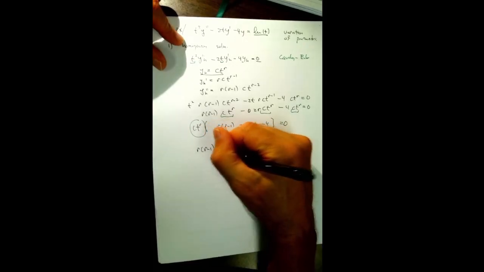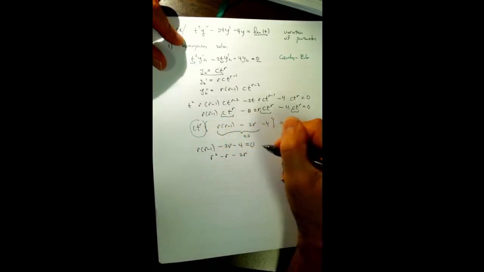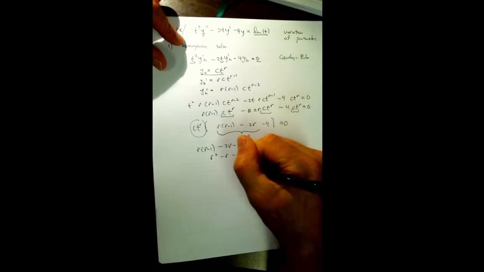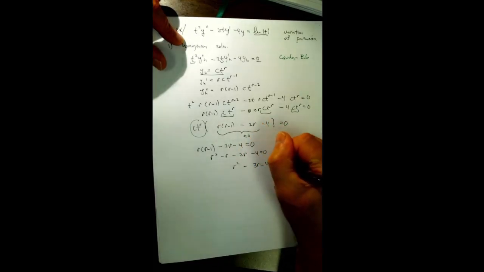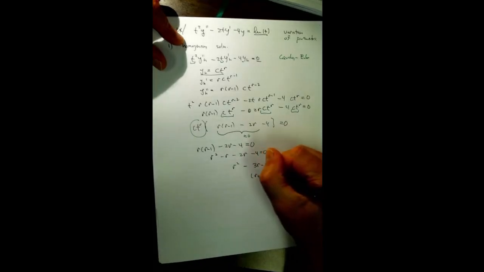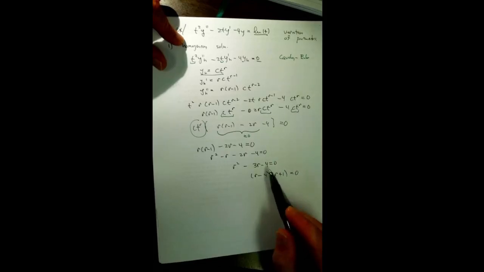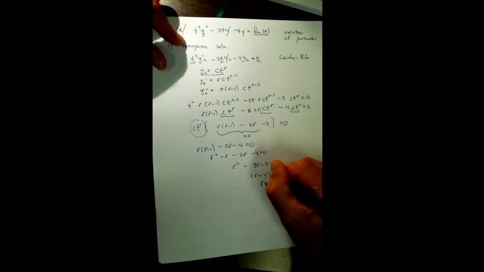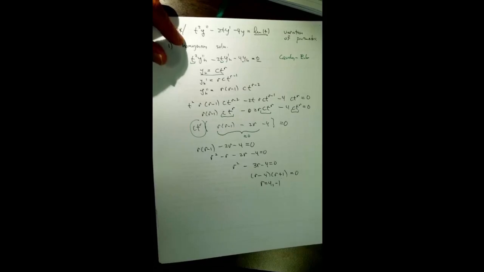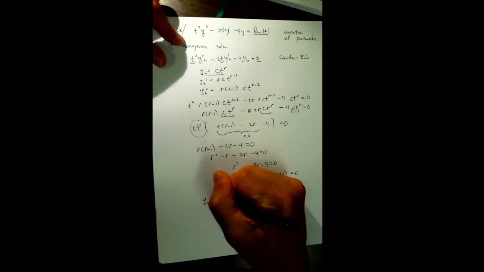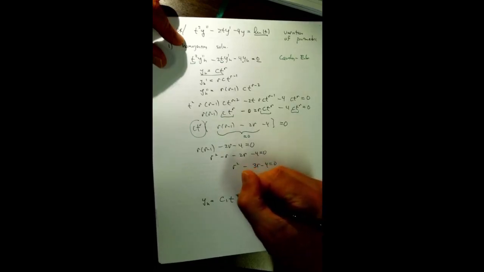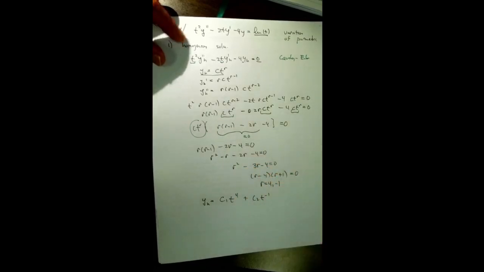So let's multiply through the r. So I get r squared minus r minus 2r minus 4 is 0. Cleaning that up, I get r squared minus 3r minus 4 is 0. So what does that look like? We can factor that: r minus 4 times r plus 1, since minus 4 plus 1 is minus 3r, and minus 4 times 1 is minus 4. Okay, so r is 4 or minus 1. Well, let's see. What do we get? We get that our homogeneous solution looks like c1 t to the 4 plus c2 t to the minus 1.